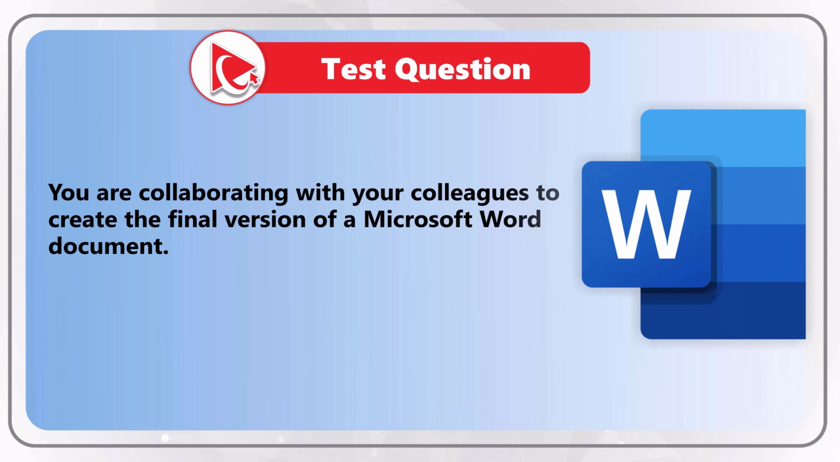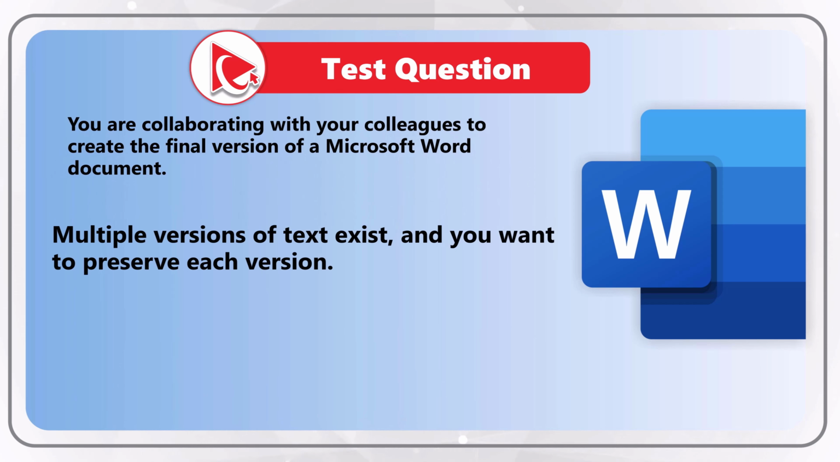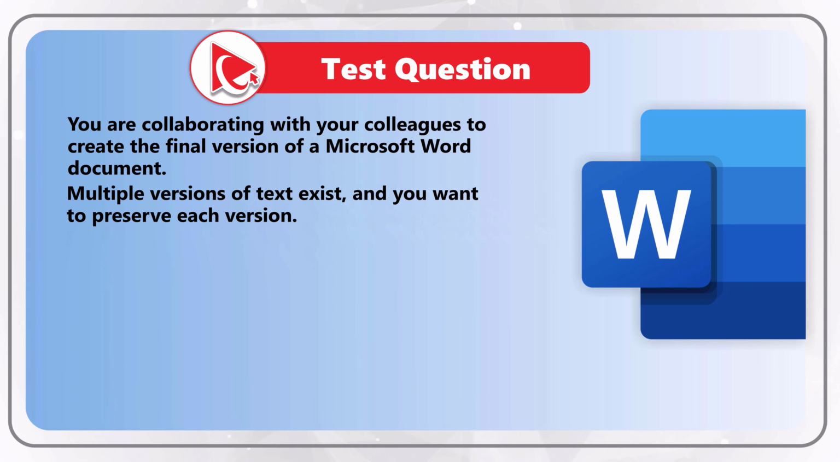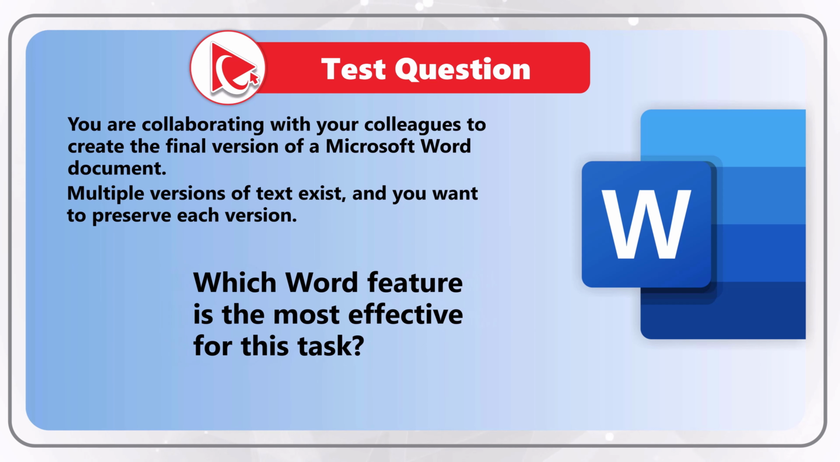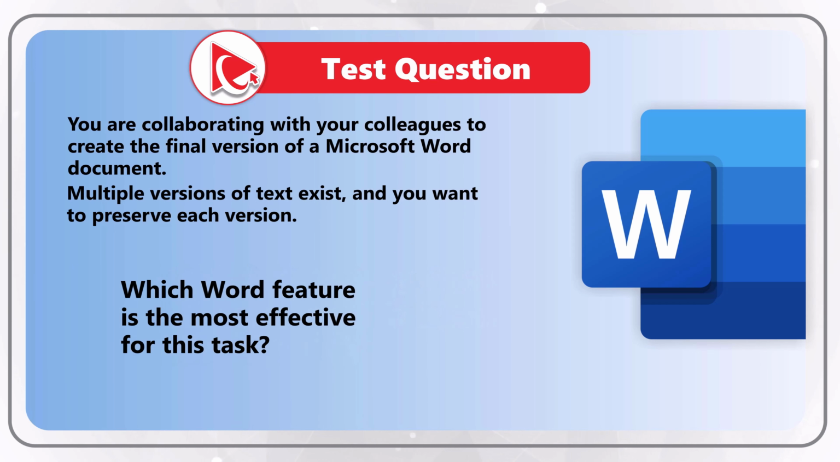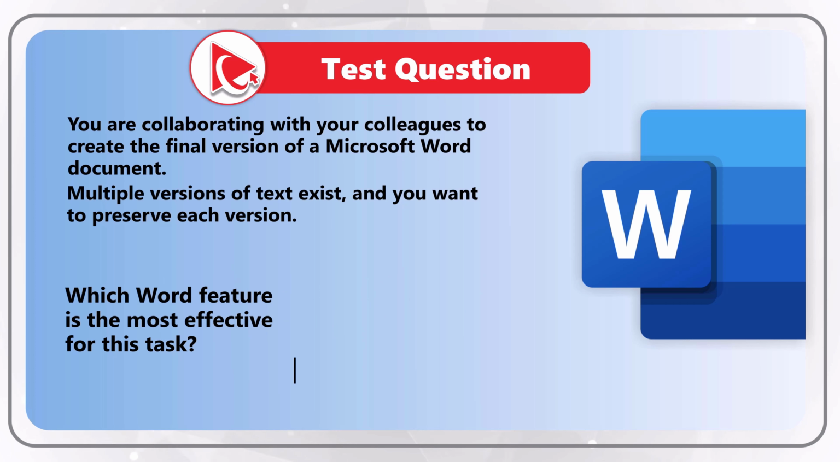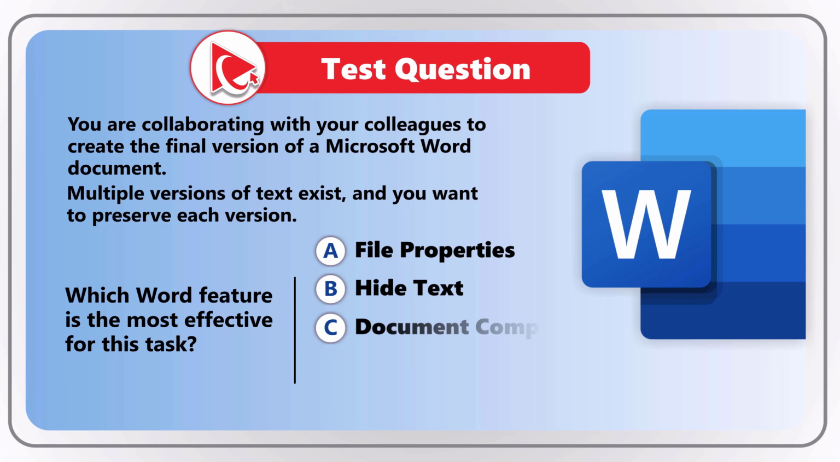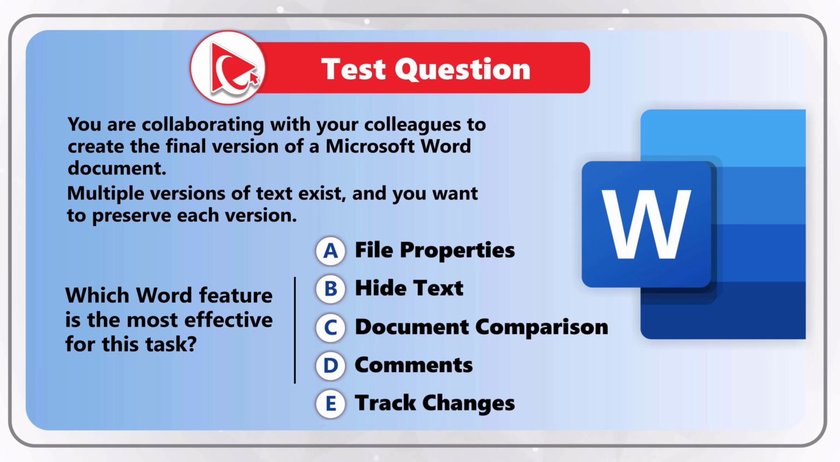Here's the question. You're collaborating with colleagues to create the final version of a Microsoft Word document. Multiple versions of text exist, and you want to preserve each version. Which Word feature is the most effective for this task? And you're presented with 5 possible choices. Choice A, file properties. Choice B, hide text. Choice C, document comparison. Choice D, comments. And last but not least, choice E, track changes.